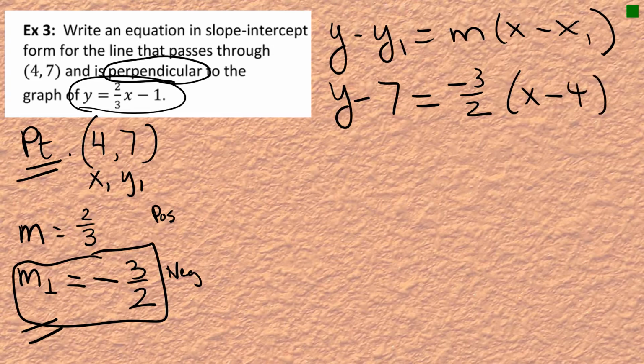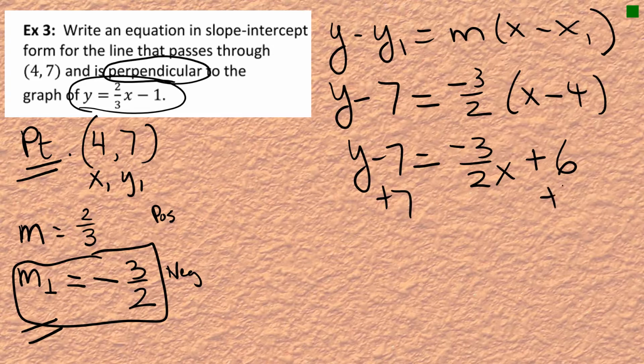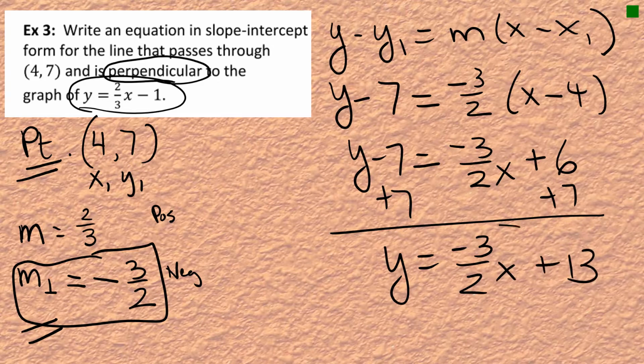So then I have y minus 7 equals, I need to distribute. Don't fear the fraction. I have -3/2 x. Then a negative times a negative is a positive. And then when I multiply this, I get 6. -3/2 times -4 is 6. So one last step is solving for y, or adding 7 to both sides. So I get y equals -3/2 x plus 13. Done.